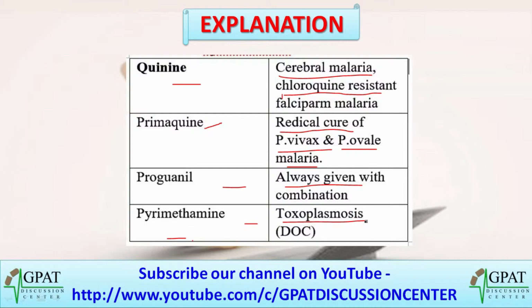Students, sometimes in the GPAT question paper, questions may arise asking what the drug of choice is in cerebral malaria or toxoplasmosis. So just try to note these down in your notebook and revise on time, so it will be better to attempt the question.